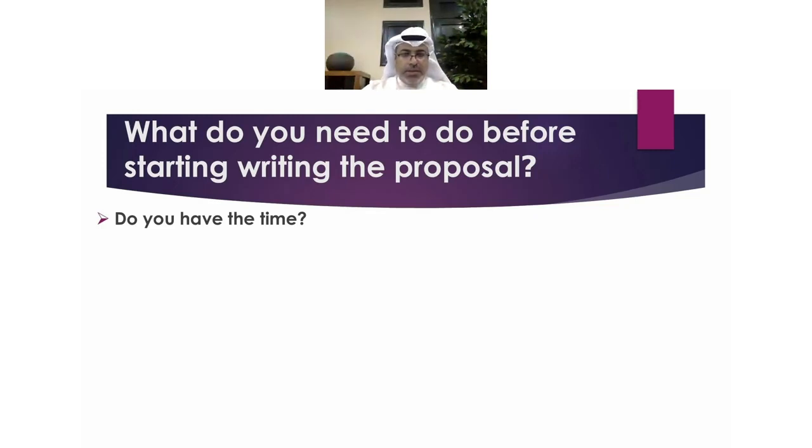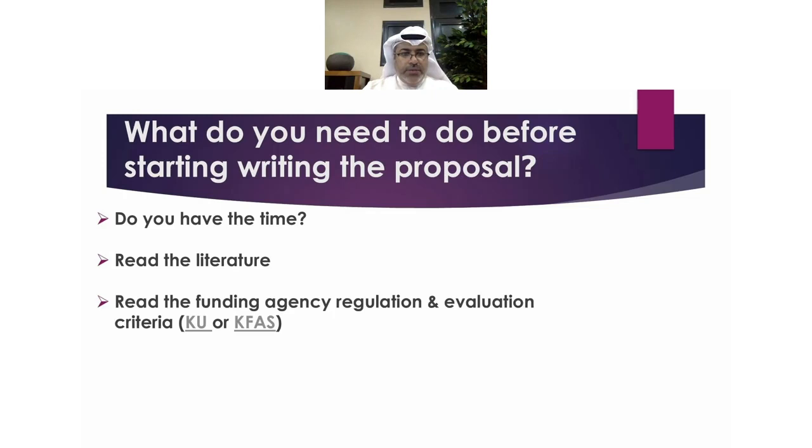The second point is read the literature. You need to read the literature, because to write the proposal, you should be familiar with the literature related to the topic that you select. This is important. The third point is very important: read the funding agency regulations and criteria, the evaluation criteria. This is a very important topic, because when you write the proposal, you should keep in mind the evaluation criteria for each institute. I'm giving you two examples, because I'm familiar with KU and KFOS.